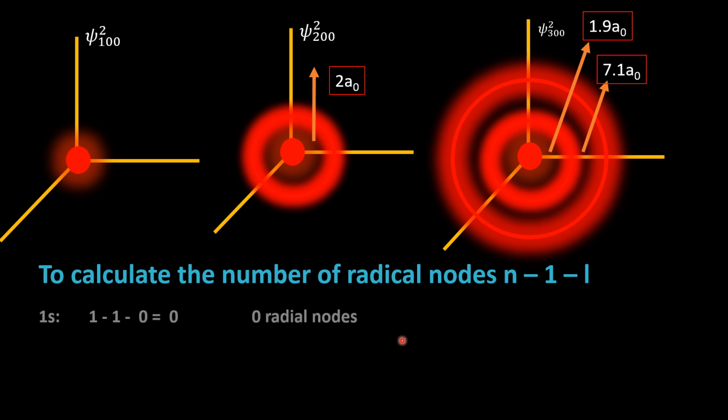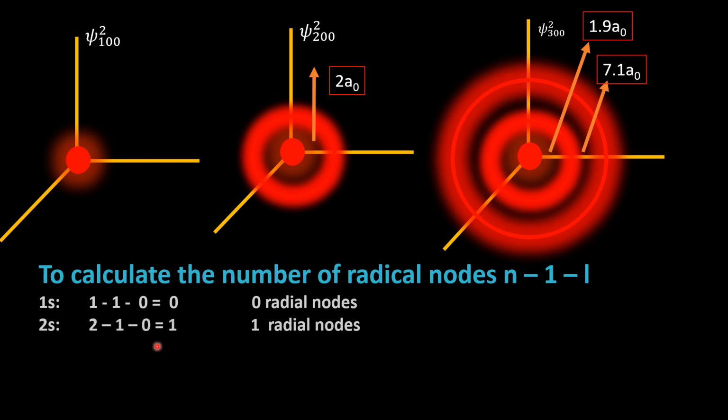First, for the 1s orbital, the value of n is equal to 1 and L is equal to 0. So 1 minus 1 minus 0 is equal to 0. So it means that it has 0 radial nodes. And then for the 2s orbital, n is equal to 2, L is equal to 0. So 2 minus 1 minus 0 is equal to 1. It means that the 2s orbital has one radial node.